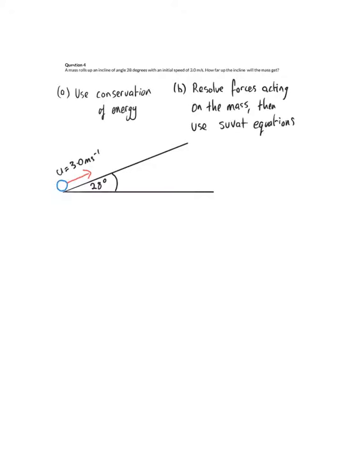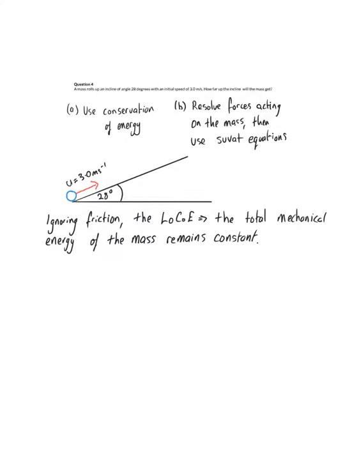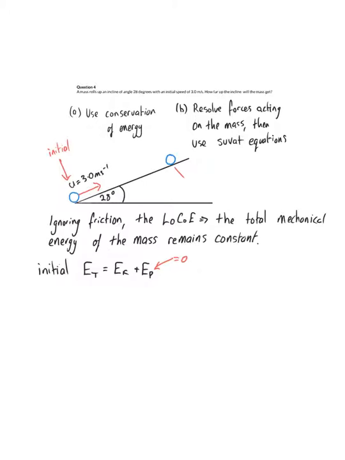Here's a simple diagram of the problem. I've got the slope at 28 degrees and the initial velocity u of the mass at 3 meters per second. If we ignore friction, the law of conservation of energy tells us that the total mechanical energy of the ball remains constant. Initially, all of the energy of the ball is kinetic. We're interested in the final position of the ball when the kinetic energy equals 0. But the law of conservation of energy will be true for the ball in any position.